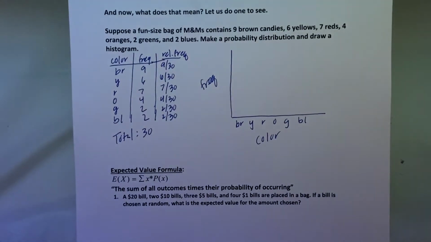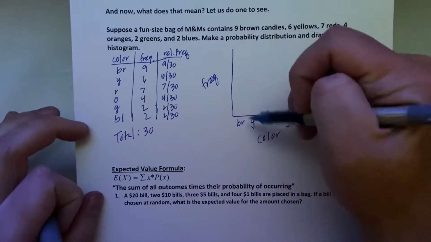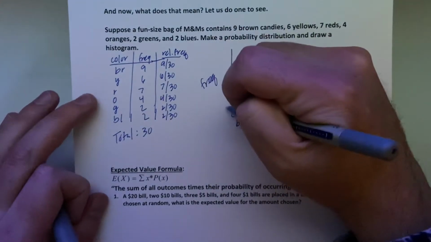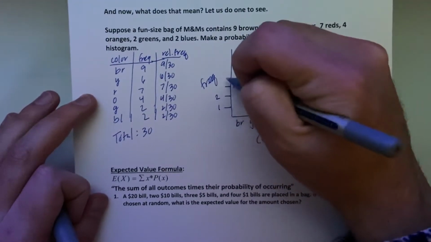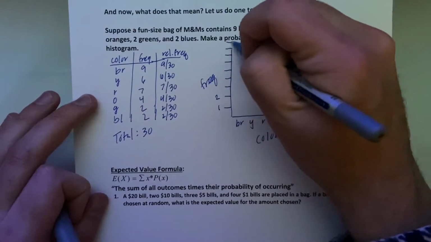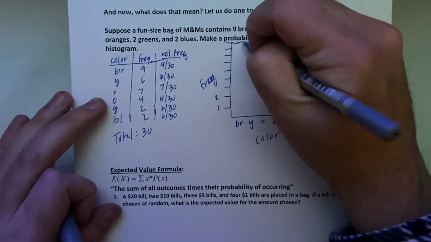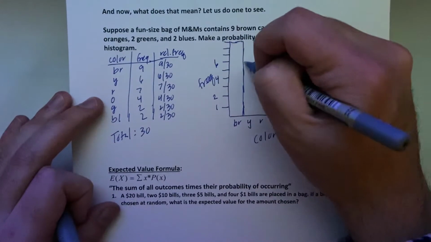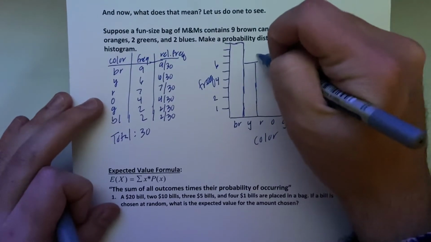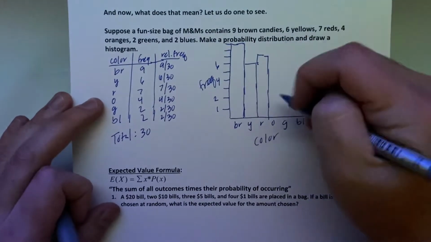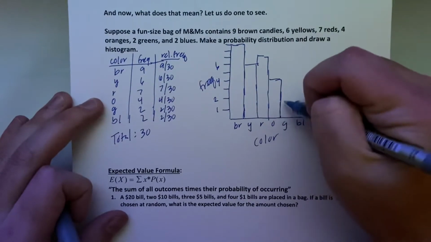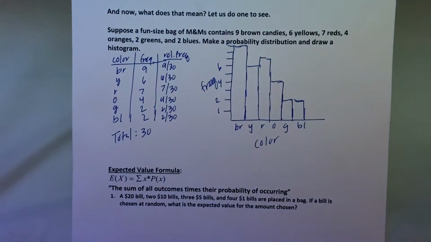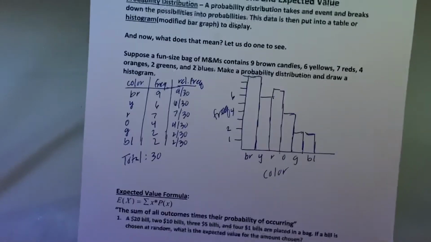The one thing about histograms is that all the bars touch the left side and they're all evenly spaced and they touch each other, so no space between the bars. So we have 1, 2, 3, 4, 5, 6, 7, 8, 9. Brown is the size of 9. Yellow, there are 6, red 7, orange 4, green 2, and blue 2. So this is what a histogram looks like, and that's really it. And we won't really focus on that too much.